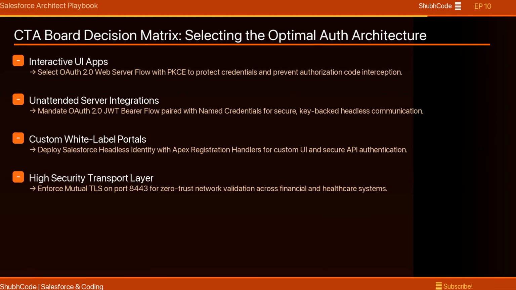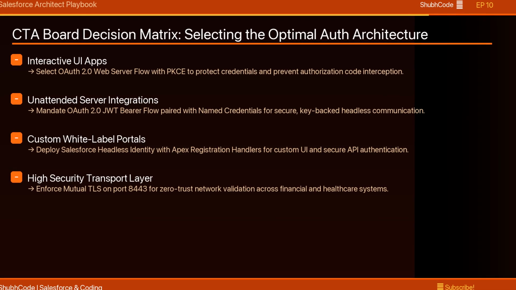When presenting before the CTA review board, you must justify your identity and integration authentication selection using a deterministic decision framework. For interactive web apps, choose Web Server Flow with PKCE. For backend integrations, select JWT Bearer Flow with named credentials, and for B2C portals, utilize Headless Identity. Evaluate trade-offs across maintenance complexity, security posture, certificate management, and user experience for every interface. Always quantify the operational overhead of key rotation against the regulatory compliance risks of insecure authorization flows.